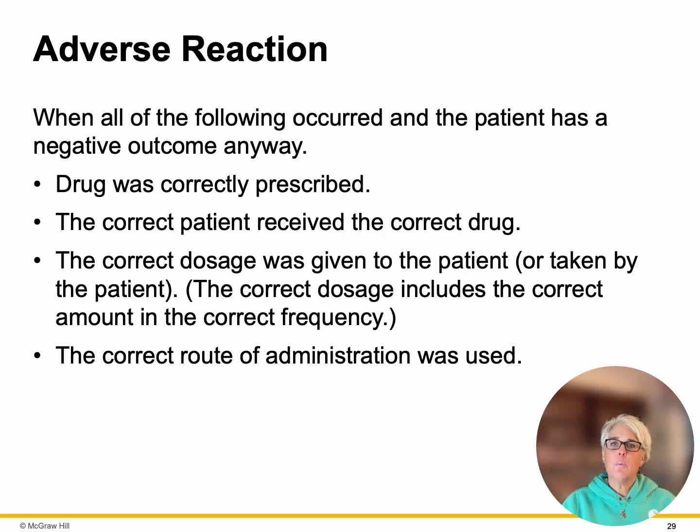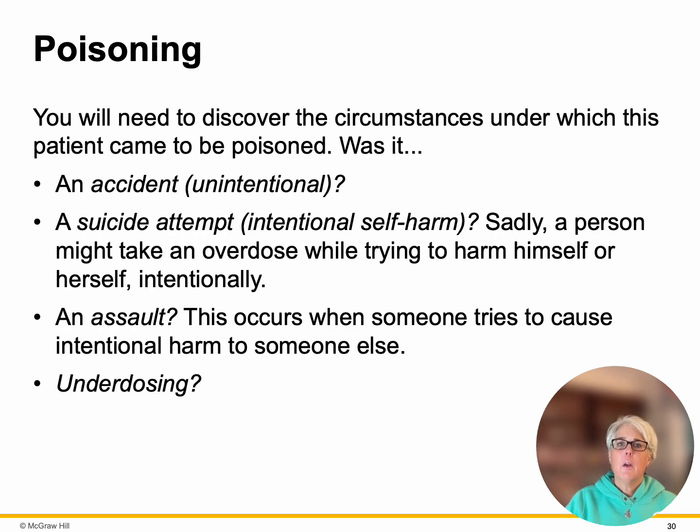An adverse effect occurs when the right drug is given to the right patient in the right dose via the right route. However, the patient has a negative reaction. In these cases, we code the reaction first and then an additional code to show the drug responsible as an adverse reaction. Poisoning, on the other hand, involves an incorrect or harmful exposure. Maybe too much of a drug was taken, or the wrong drug, or an exposure was intentional or accidental. You'll need to determine from the documentation whether it was accidental, intentional self-harm, assault, or another specified circumstance.